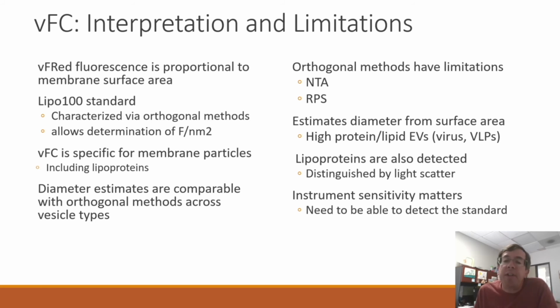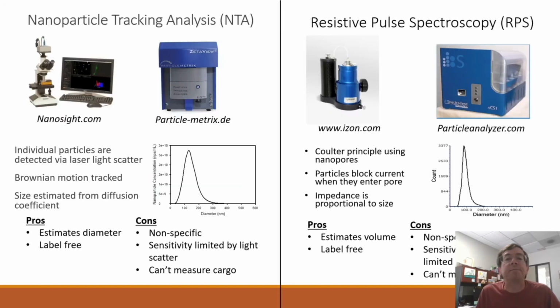Lipoproteins are also detected, but as we heard earlier, these can often be distinguished by their distinctive light scatter. And finally, the instrument sensitivity does matter. If you can't detect the standard, it's going to be very difficult to estimate the size.